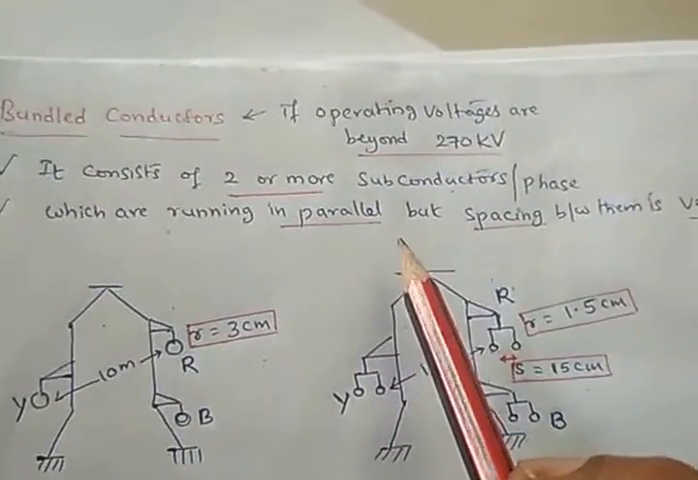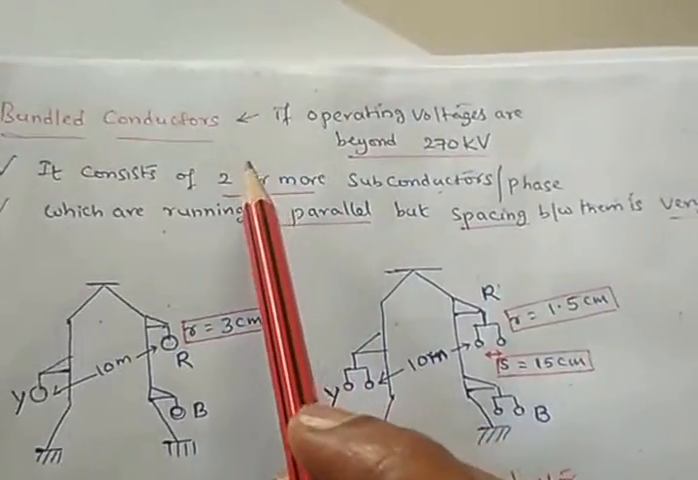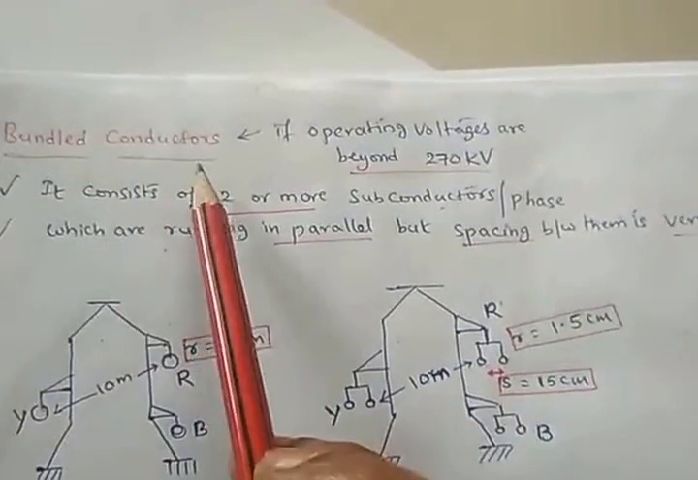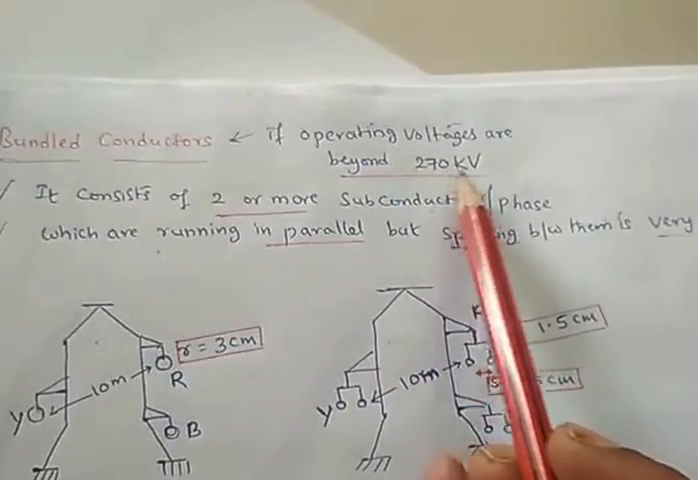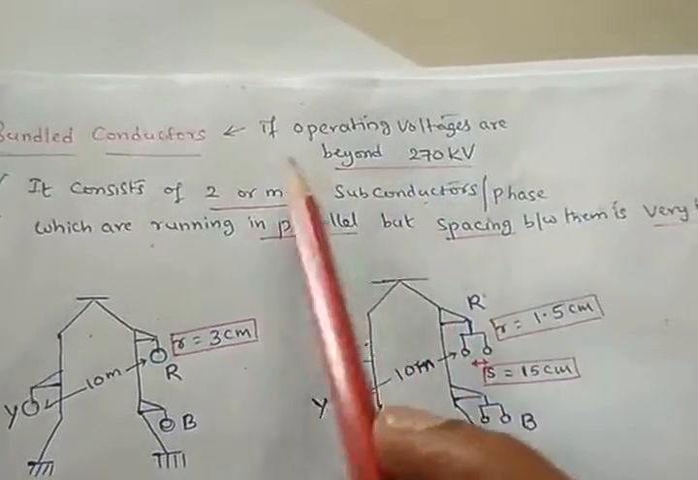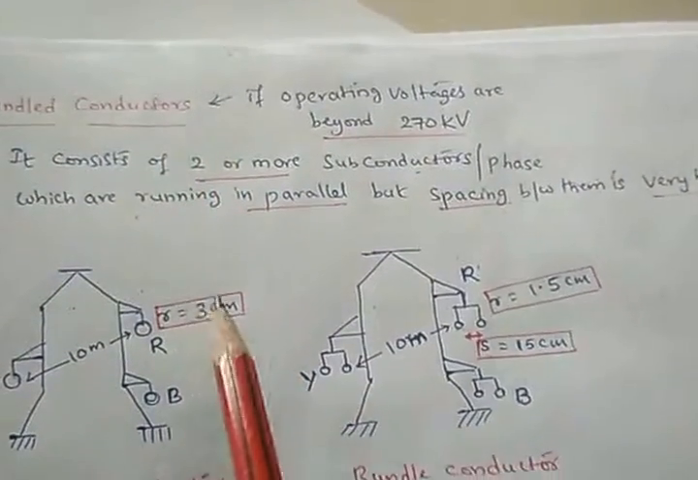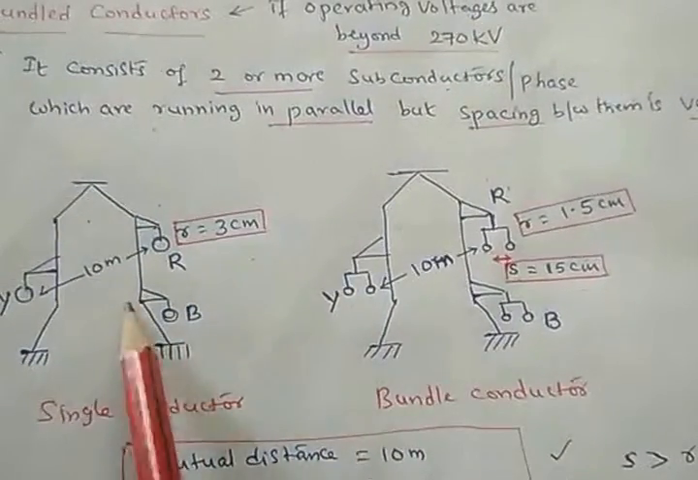Now let us refer to the concept of bundled conductors. What is the purpose of this topic? If the operating voltages are beyond 270 kV, then we need bundled conductors. That is the main point here. Now in order to understand the concept, first you identify these two diagrams.